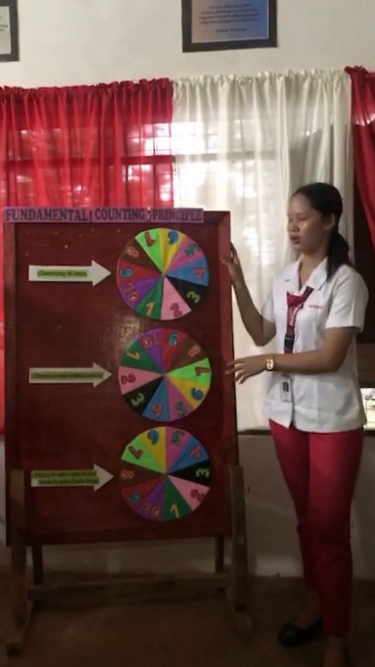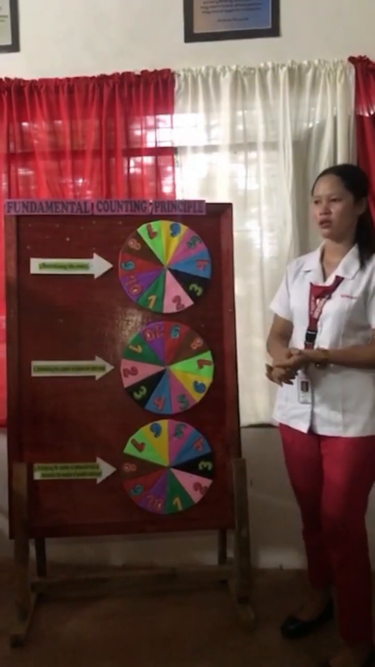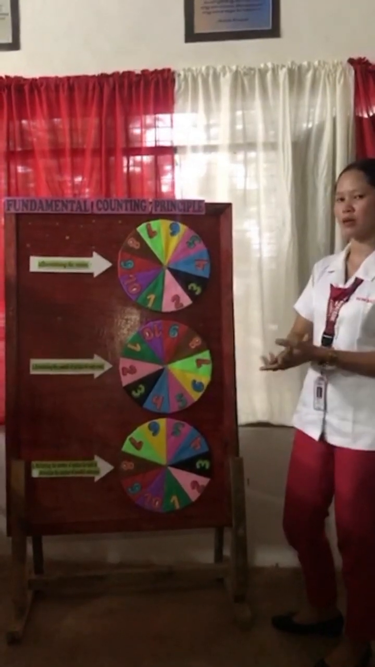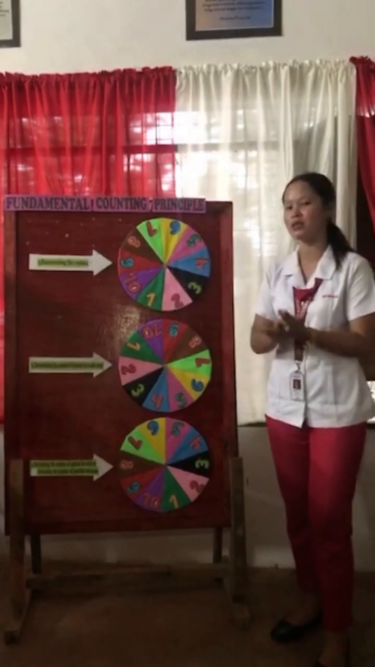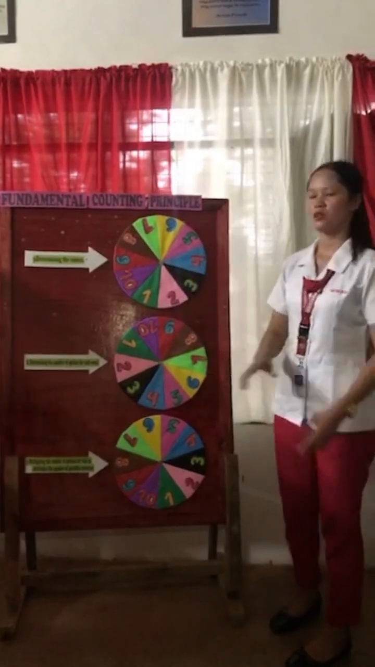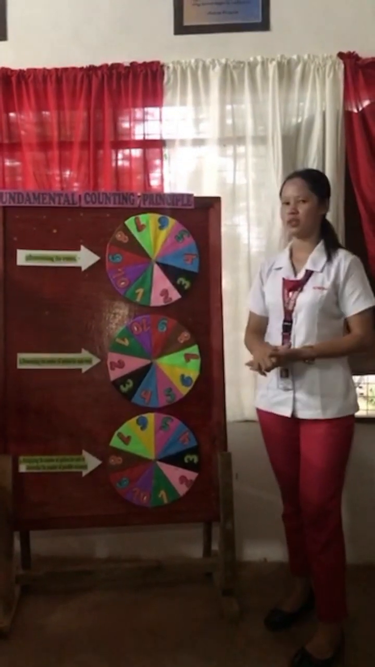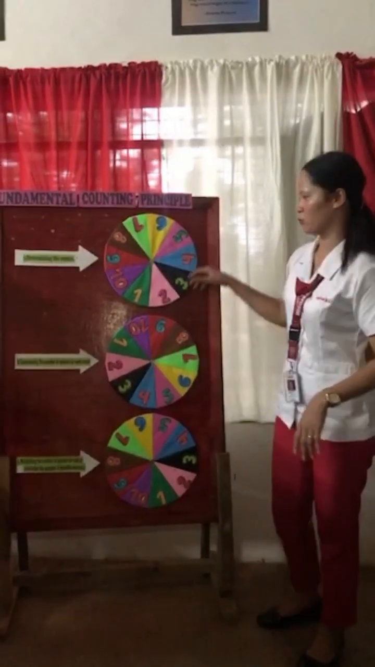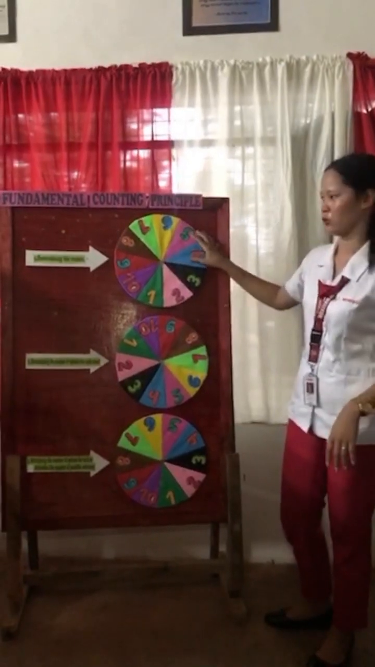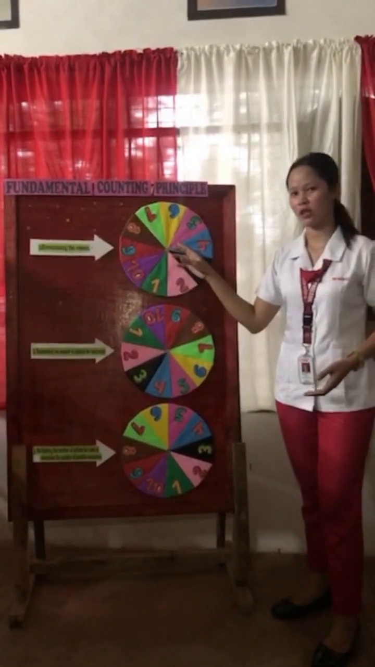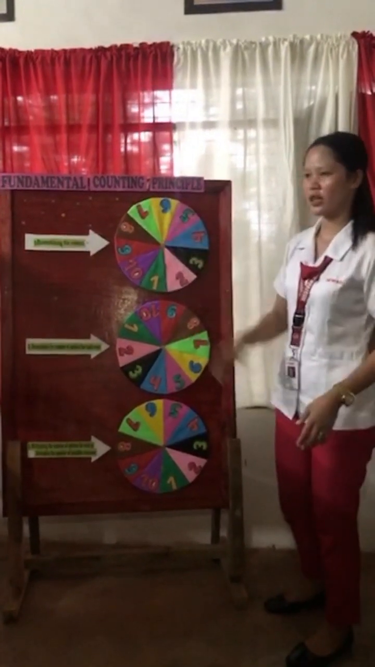The first one is determining the event. In our example, the events here are the main dishes, drinks, and the dessert. The second step is determining the options for each event. In our example, we have 10 options for main dishes, 10 options for drinks, and also 10 options for dessert.